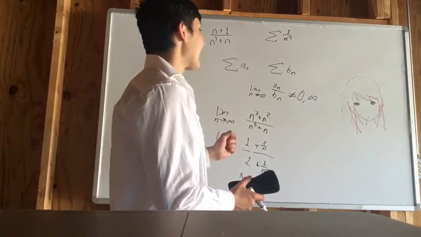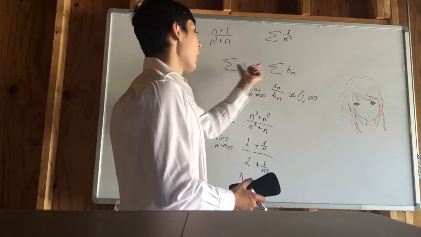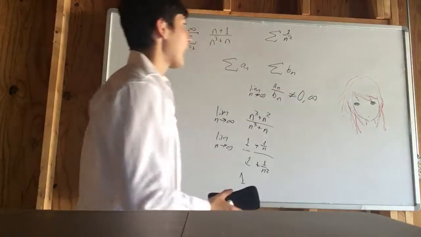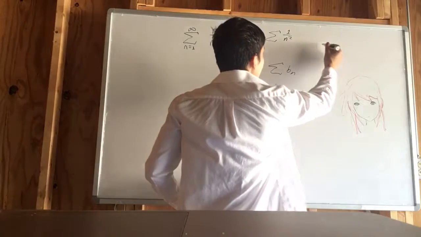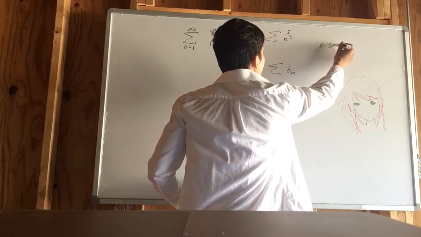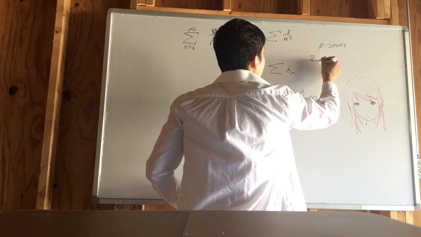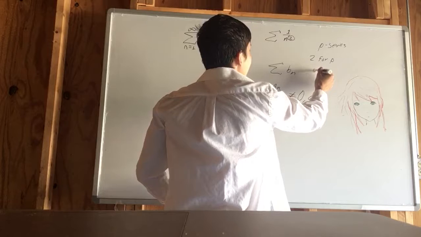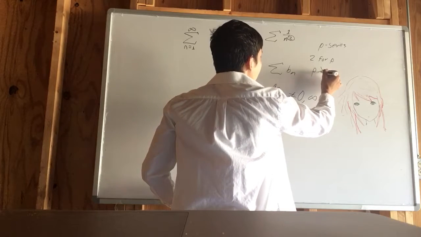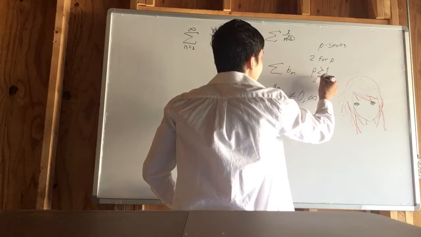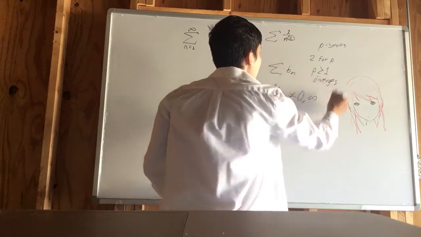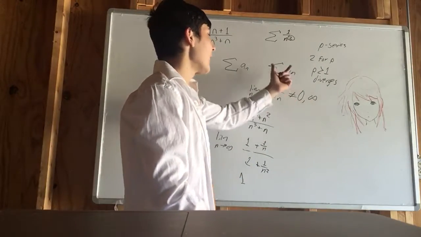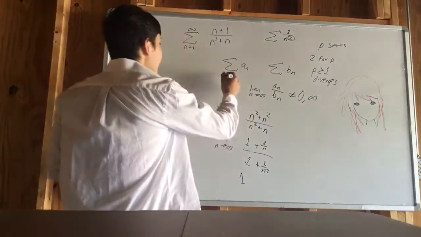Therefore, whatever happens to this one also happens to this one. And what happens to this one? Well, it diverges. It diverges because it's a p-series with 2 for p. This exponent right here is p. If p is greater than or equal to 1, then it diverges. So therefore, since this was 1, so not 0 or infinity, whatever happens to this one happens to this one, this also diverges.